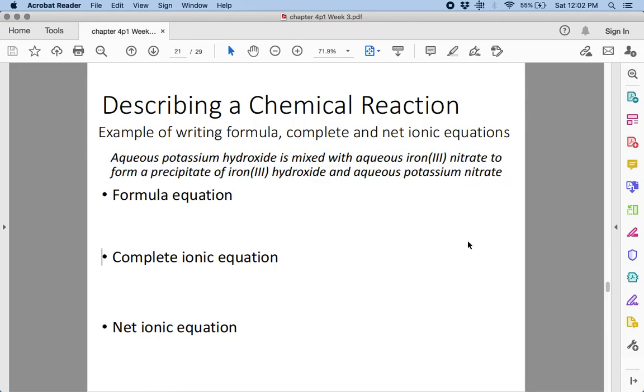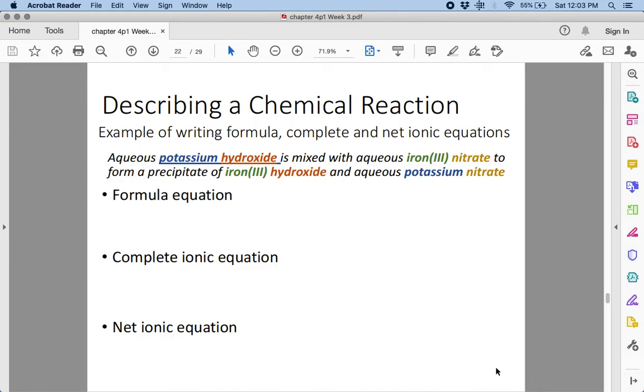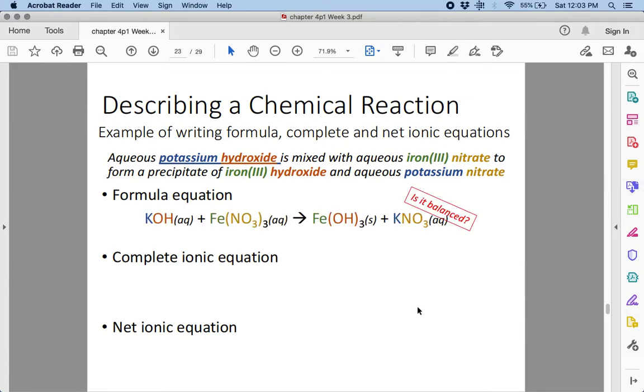So, as I talked about, I'm going to be using color coding to kind of help keep track of where everything is. If you have an issue with this, please let me know. So the first thing I'm going to do is break up my problem so I can identify all the bits and pieces of it to help me write out my formula equation. So I'm going to say, okay, potassium hydroxide, aqueous, you must have states of matter. If you do not have states of matter, it is wrong. You will get points off. Potassium hydroxide plus iron 3 nitrate yields iron 3 hydroxide and potassium nitrate.